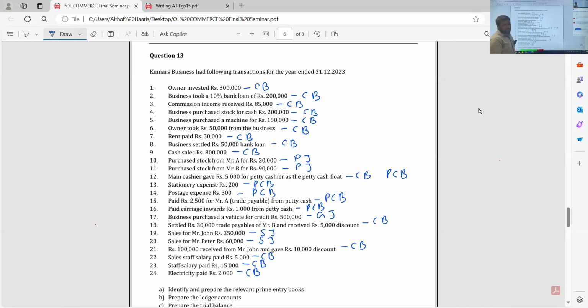I am going to use only the T part, guys. If you want, you put down the complete format and you do it.